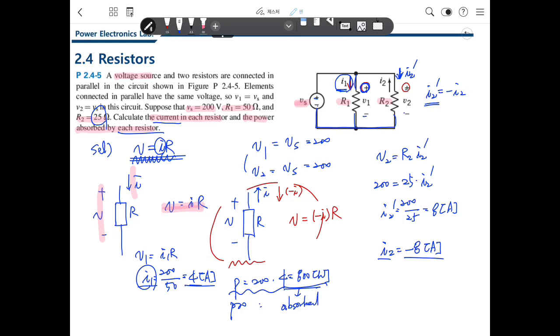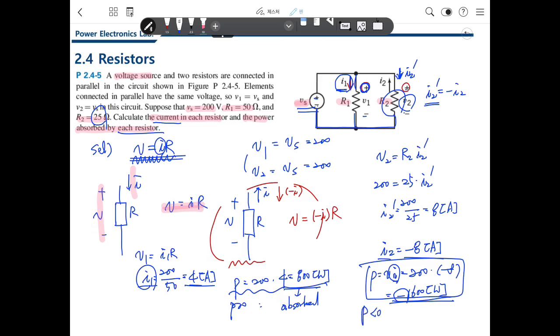But in the other case, P is VI. V was the same, 200, and the current is minus 8. So there will be minus 1,600 watts. This minus value, does that mean the power of 1,600 watts is generated from this? No. In this equation, I used the active convention. So that means P is negative, which means the power is absorbed.